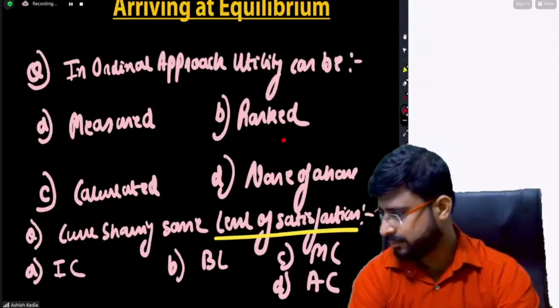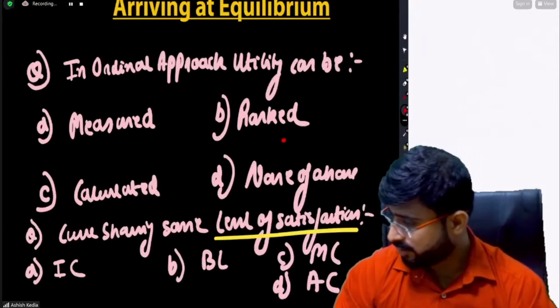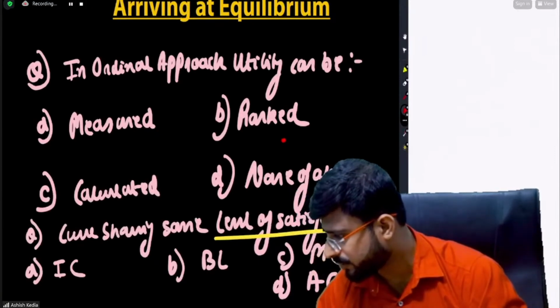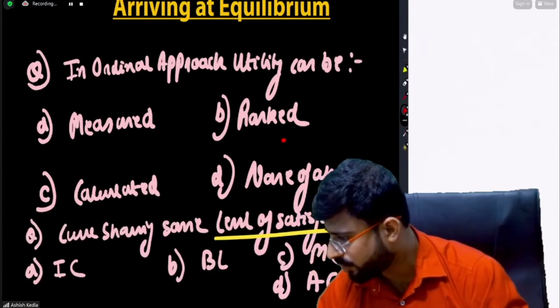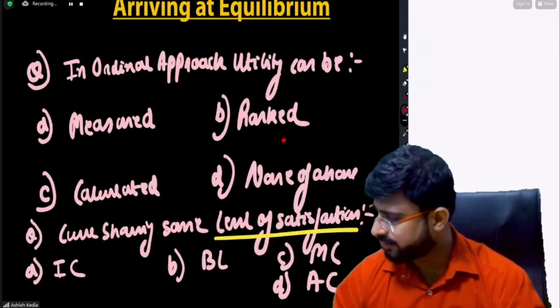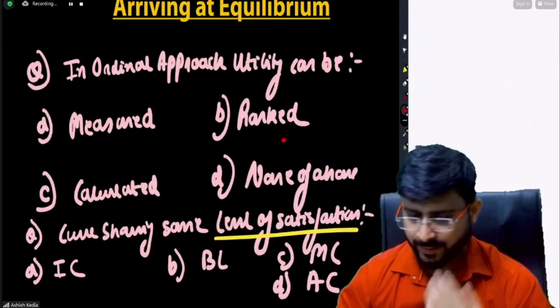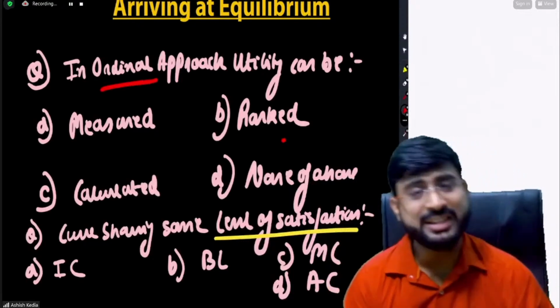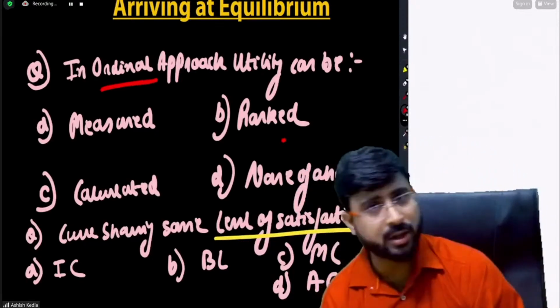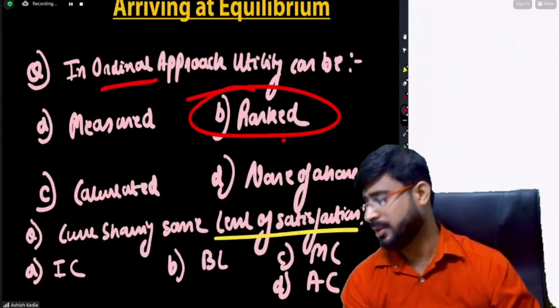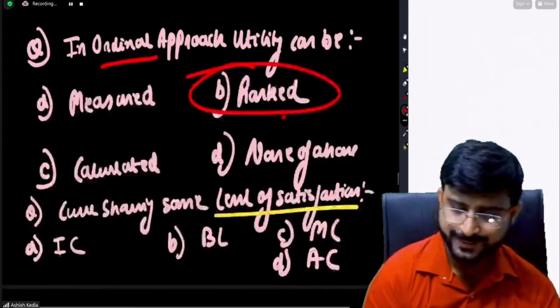What say? Very good. Shreya, Ardhindu, correct answer. Pratima, very good. Varun, correct answer. Bhumika, correct answer. This is ordinal approach. In cardinal approach, utility can be measured. In ordinal approach, utility cannot be measured. It can be ranked, cannot be measured rather.